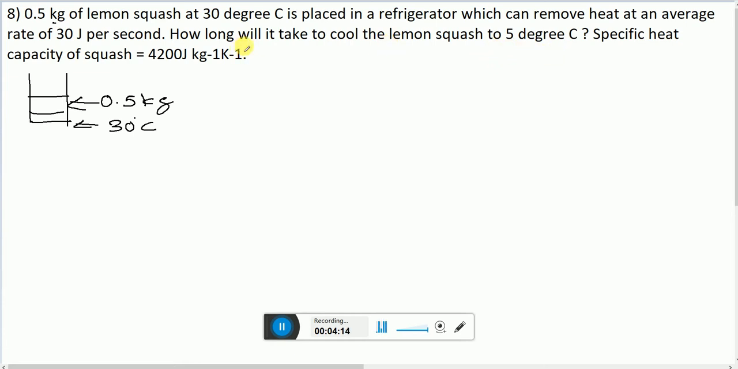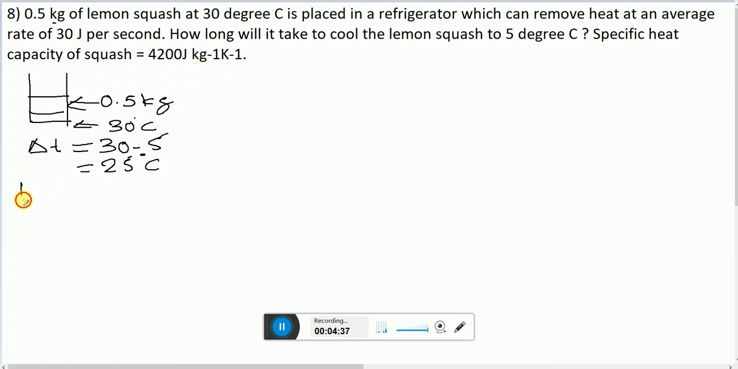That means we have to find out the time it will take to cool the lemon squash from 30 degrees to 5 degrees centigrade. It means that the temperature difference here will be 30 degrees minus 5 degrees, which is equal to 25 degrees centigrade. And specific heat capacity is mentioned here.